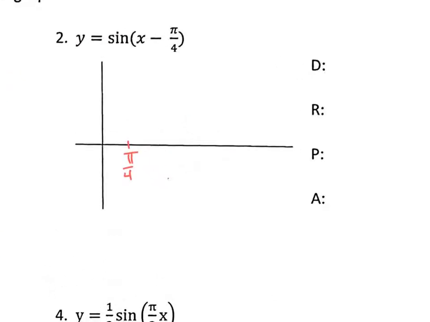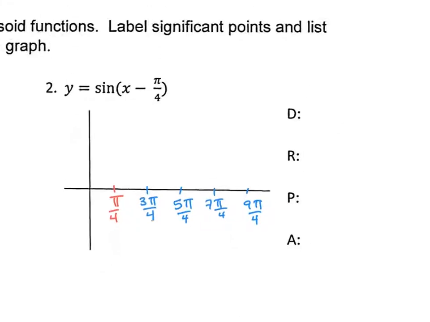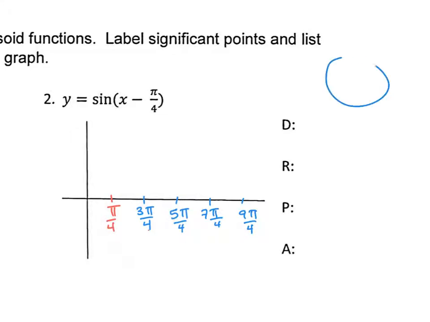Instead of having a pi over 2, add pi over 4 to that, and you will get 3 pi over 4. Instead of having a pi, pi plus pi over 4 is going to be 5 pi over 4, then 7 pi over 4, and then 9 pi over 4. So if you think of the unit circle, the angles that you are interested in are going to be this angle, this angle, this angle, and this angle, and then you just repeat.